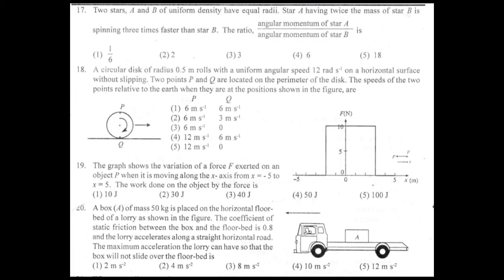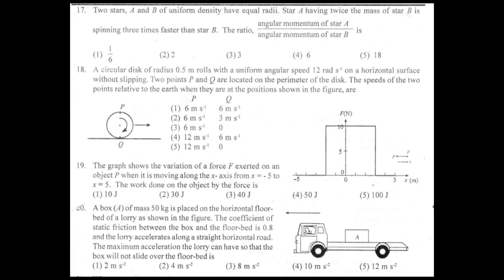Question number 20. A box A, mass 50 kilogram, is placed on the horizontal floor bed of a lorry. The coefficient of static friction between the box and the floor bed is 0.8. The lorry accelerates along a straight horizontal road. They ask for the maximum acceleration of the lorry so that the box will not slide over the floor bed.